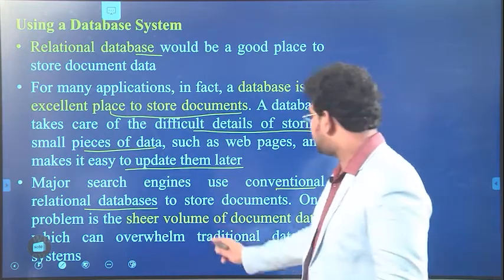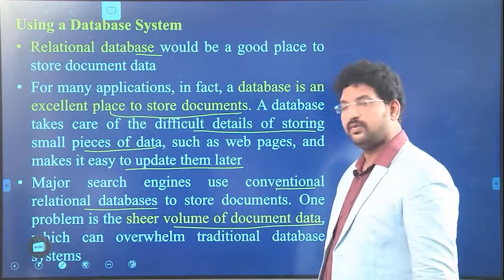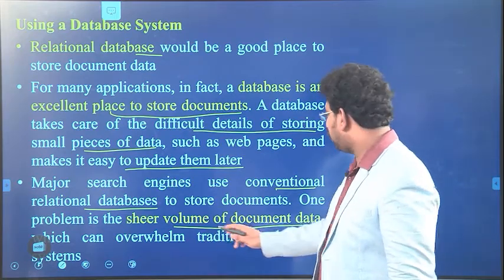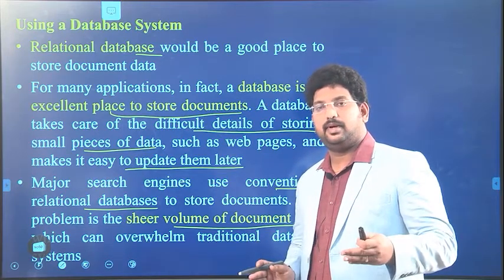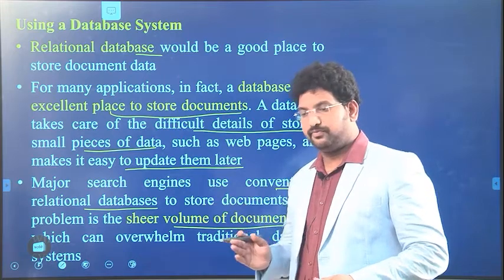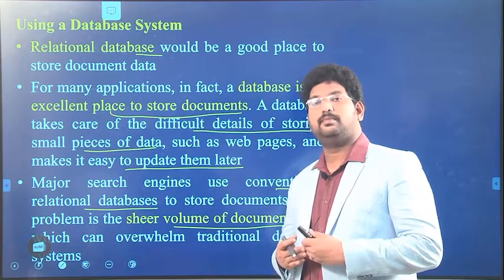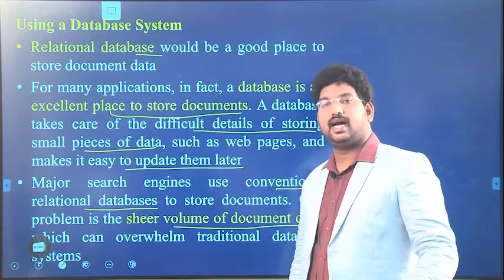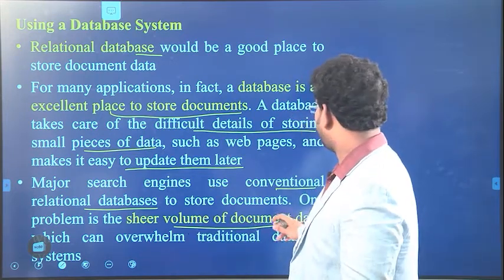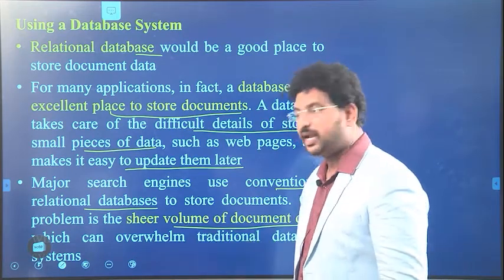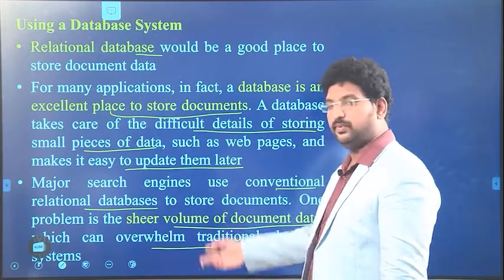So one problem is the sheer volume of document data. If you observe, there is one problem here: the sheer volume of the document data. We know from the starting class onwards that we have been discussing the web, and every day so many documents are added to the web. Whenever documents are added to the web, the web becomes very huge. So it is a very difficult task to find the documents from the web. That is the sheer volume of the document data, which can overwhelm a traditional database system. This is one of the points we are already familiar with.